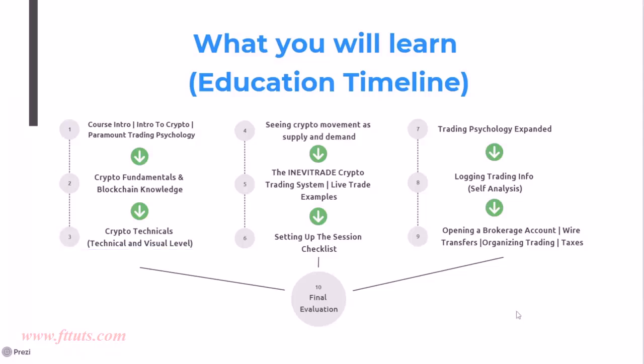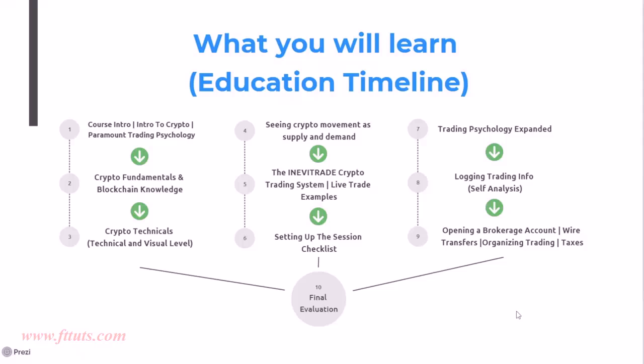So lesson 4 is going to be evaluating crypto movement as supply and demand imbalances. This is going to go hand in hand with the technical components that we learn, but we're going to understand what actually moves the crypto market and why. It's going to help you understand why moves happen and how to evaluate them effectively as a trader.